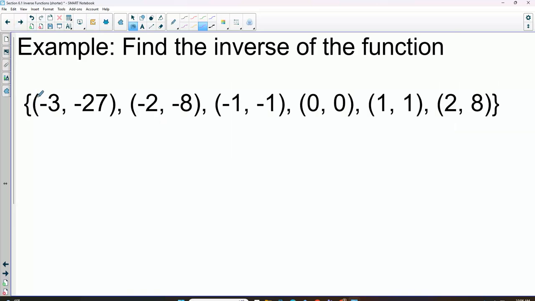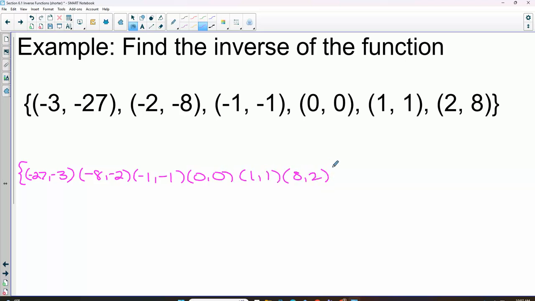So if I ask you to find the inverse, if I just give you a set of ordered pairs, the inverse just goes to each ordered pair and flips x and y. So what would my first point be? The next one. Next one. We still have 0, 0, 1, 1, and the last point would be 8, 2. So it doesn't change the values of those numbers, it just reverses them.